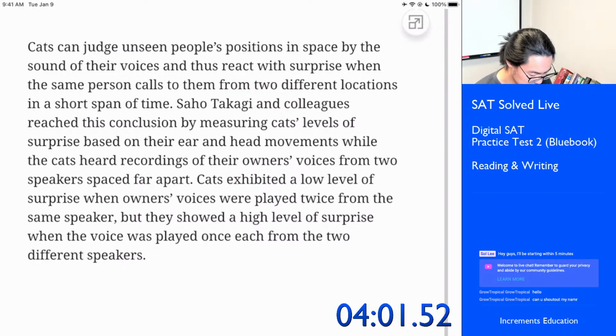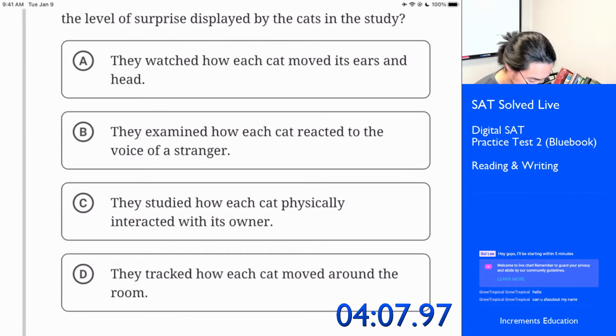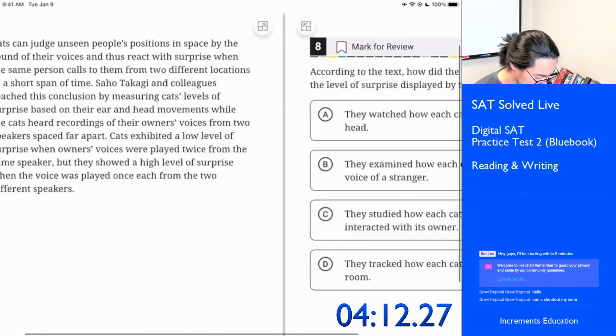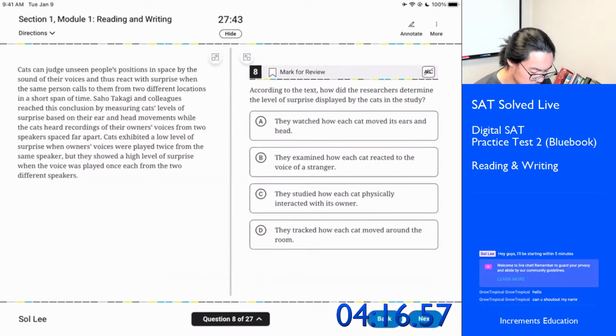Well, yeah. How did they determine the level of surprise? By using 2 different speakers. Oh, ears and head? Is it ears and head? Measuring the cat's level based on ears and head. Yep.